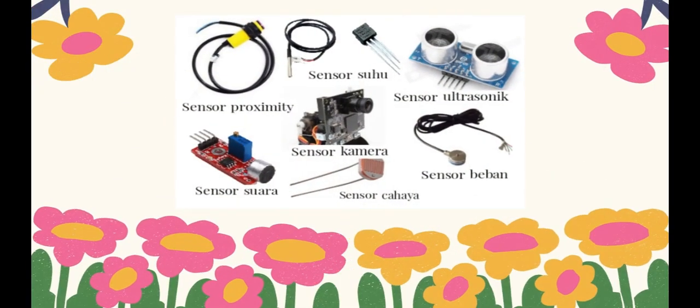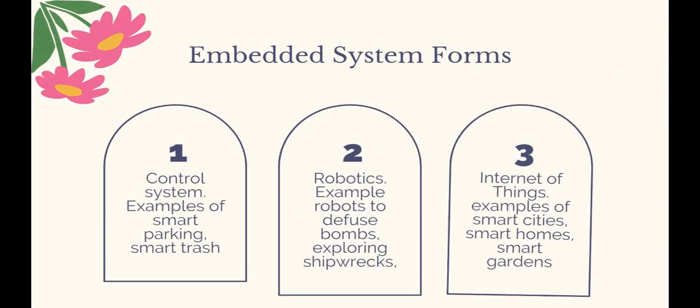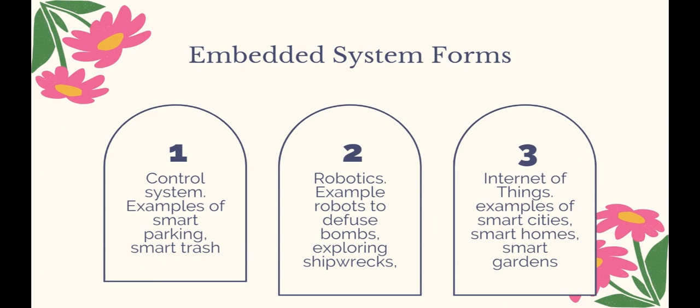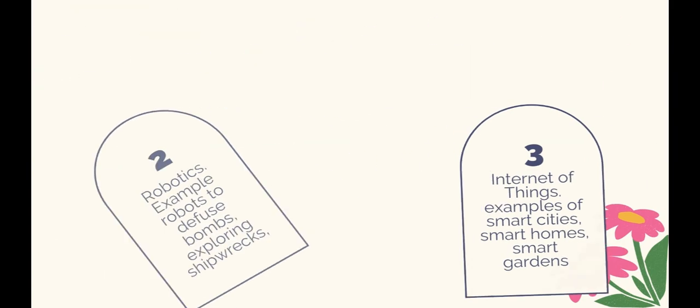These are the sensors that we use in embedded systems: proximity sensor, heat sensor, ultrasonic sensor, voice sensor, and so on. Embedded systems have three forms. First, control systems, for example smart parking and smart trash. Second is robotics, for example robots to defuse bombs and explore shipwrecks. Third is the Internet of Things, for example smart cities, smart homes, and smart gardens.